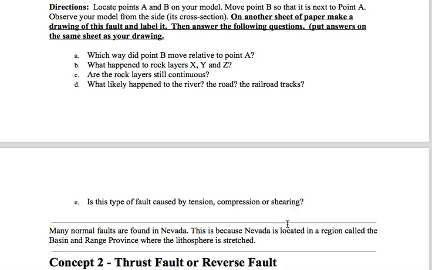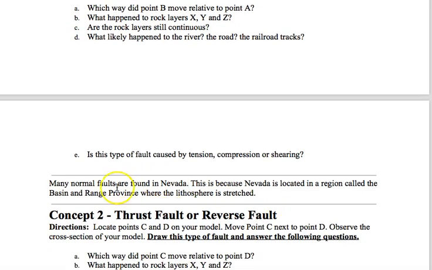Now, once you get done with that, here are some examples of normal faults that you can find. Again, I'm not sure if this is going to be on your paper or if this is just in the video directions. So if it's not, you can always add these as notes to your lab. That way you have it for the test.